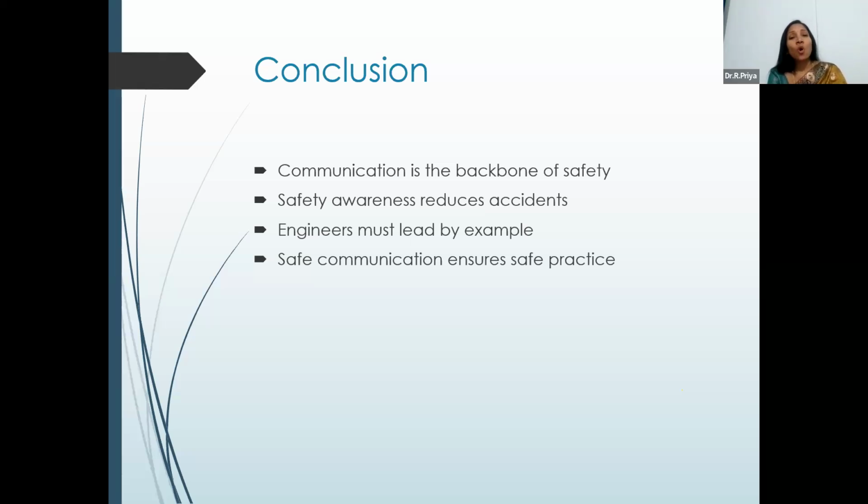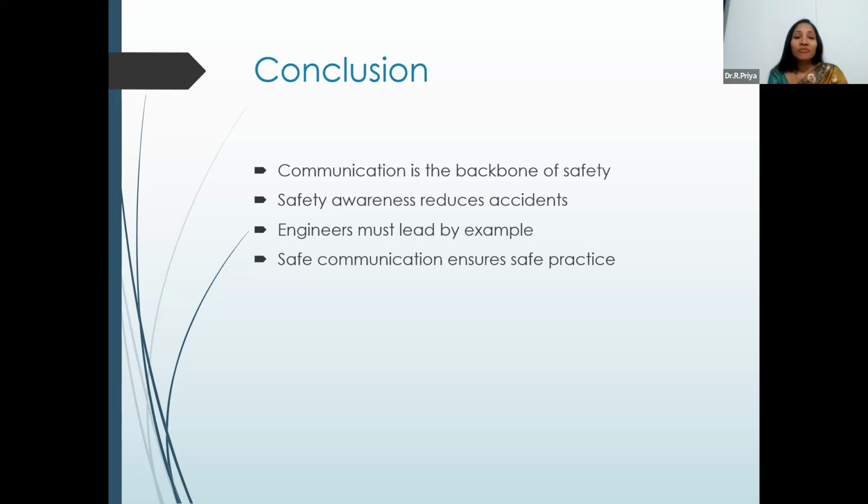So engineers must lead by example. Engineers are the role models for safe behavior. By constantly following safety procedures, using PPE and reporting hazards, engineers encourage others to do the same. Then safe communication ensures safe practice. So safe practice cannot exist without proper communication.